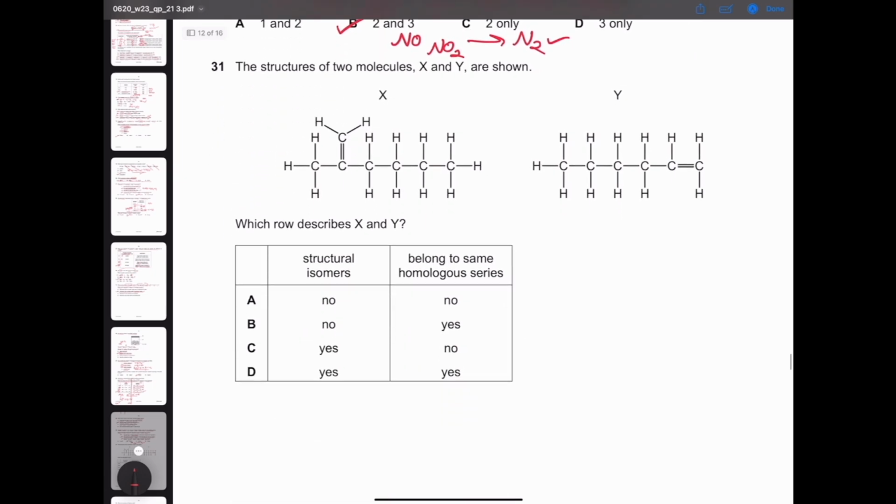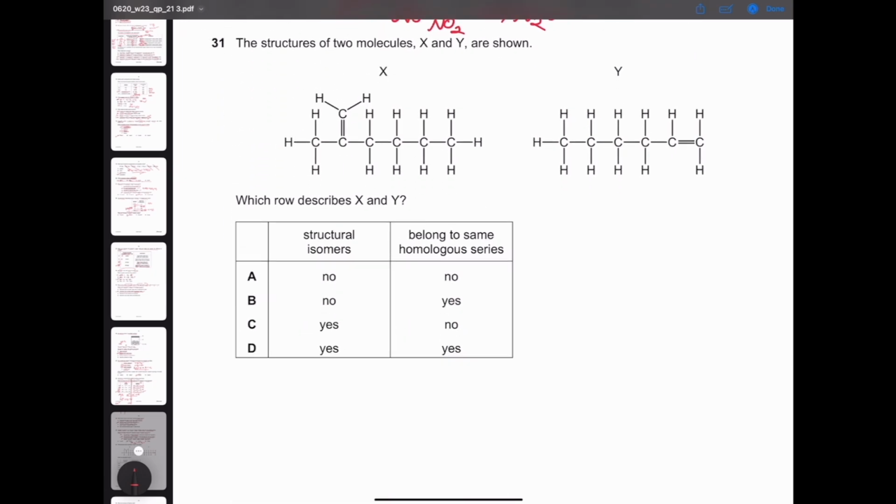Now, the structures of two molecules are shown. Which row describes X and Y? See, if they were structural isomers, the number of carbon atoms and the number of total atoms would be the same, right? So you count the carbon atoms here. 1, 2, 3, 4, 5, 6, 7. 1, 2, 3, 4, 5, 6. So these are not structural isomers first of all, because the number of carbon atoms is not even the same.